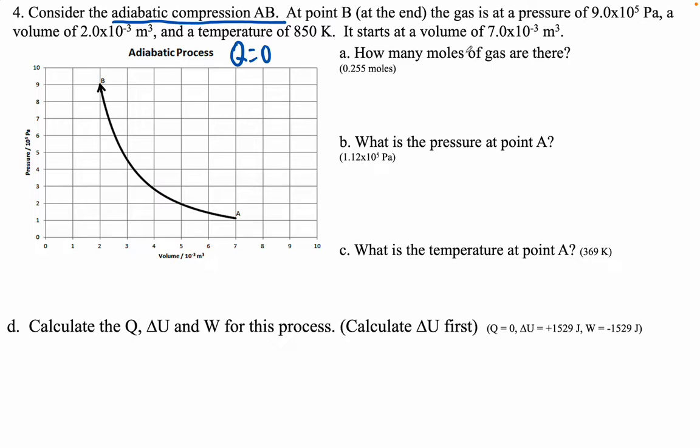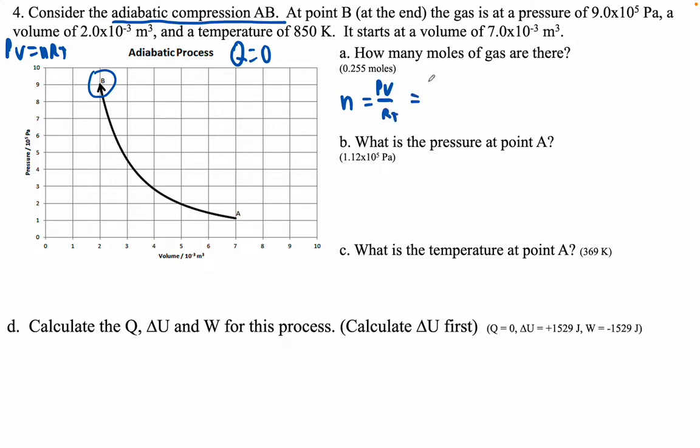But the first thing it asks us is to find the moles of gas. And I believe at point B, they tell us the pressure, the volume, and the temperature, right? So remember, the ideal gas law is PV = nRT. So therefore, n is PV over RT. Okay, so let's do that.